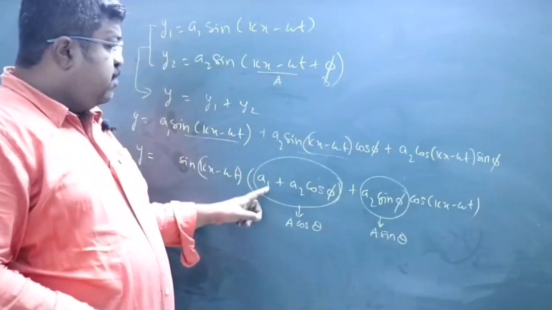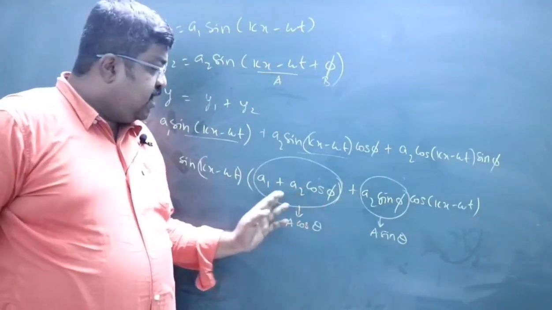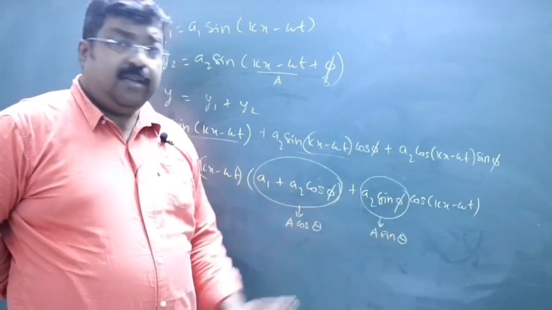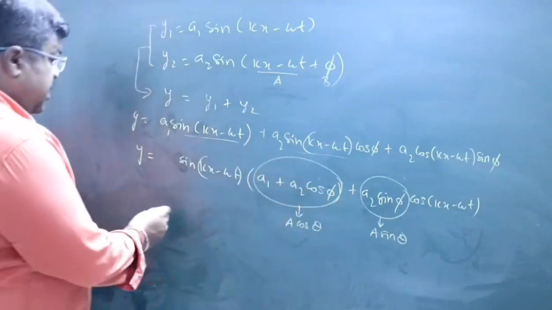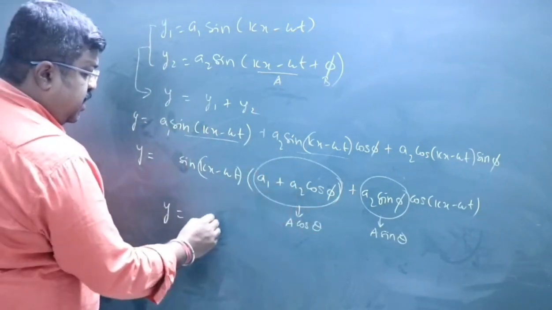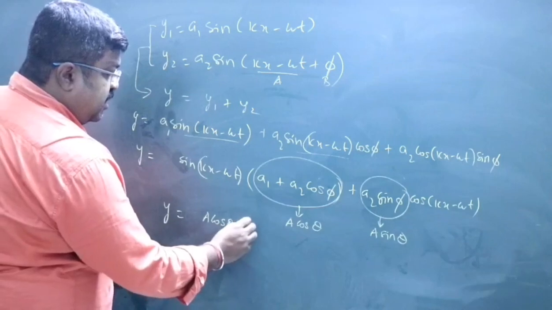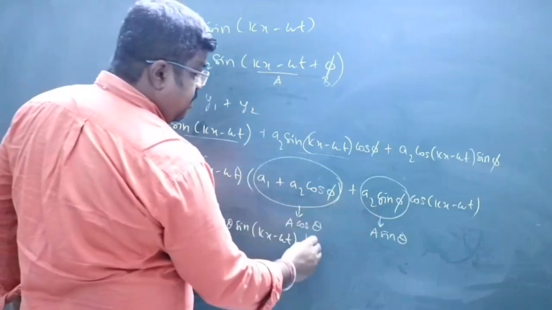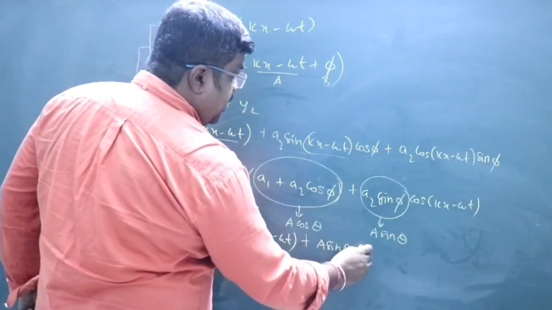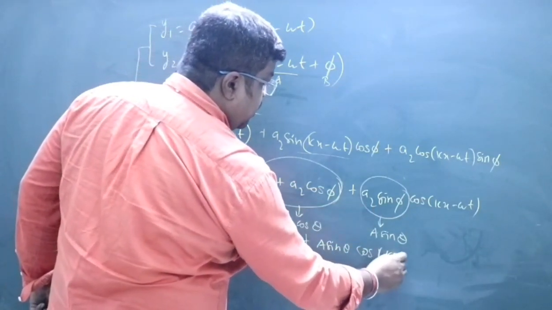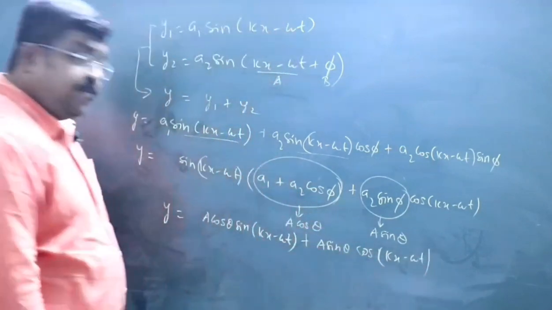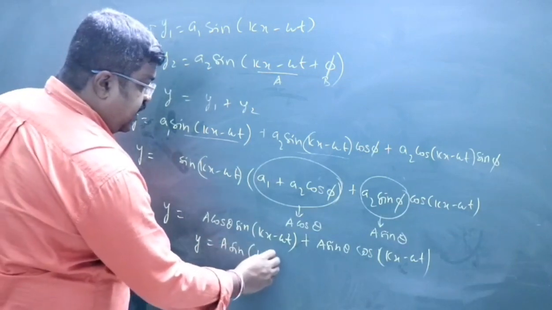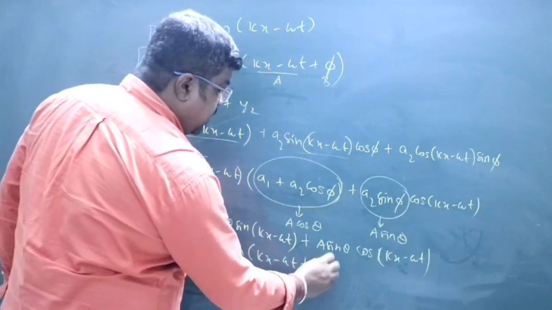Now why am I writing this? See, these terms a1, a2 cos phi are constant, so I can replace this constant by some other constant. Similarly this constant is replaced by this constant. So this will become A cos theta sin(kx minus omega t) plus A sin theta cos(kx minus omega t). Now this can be written as y is equal to A sin(kx minus omega t plus theta).